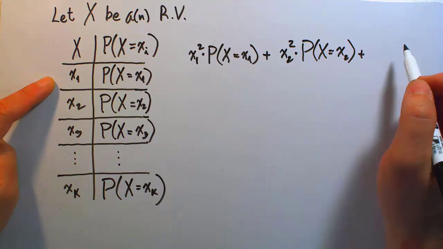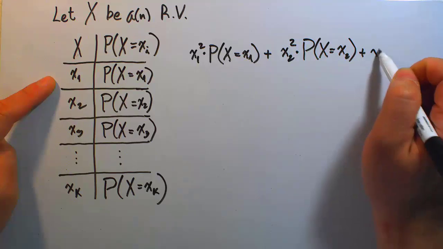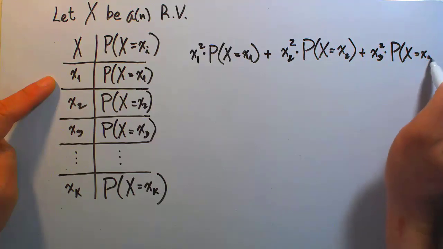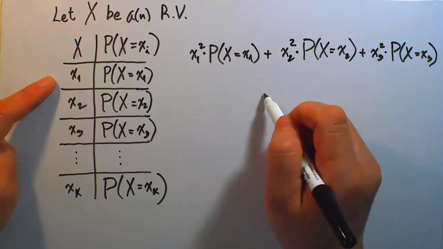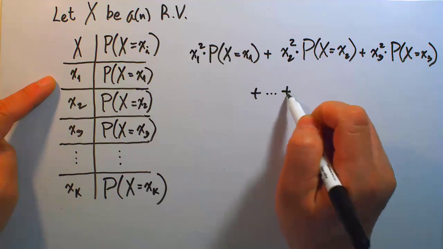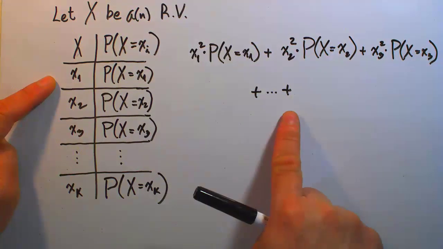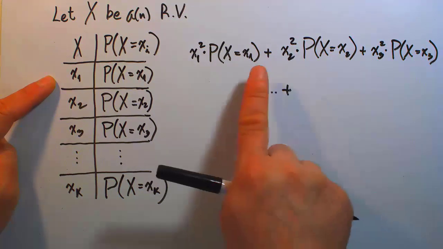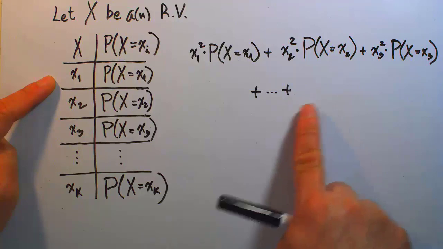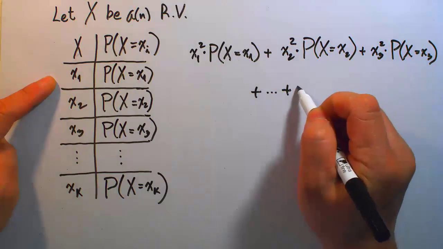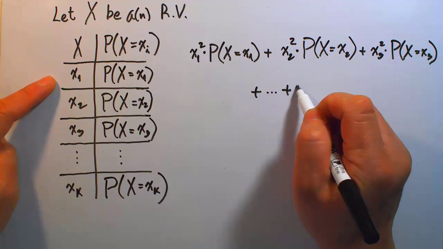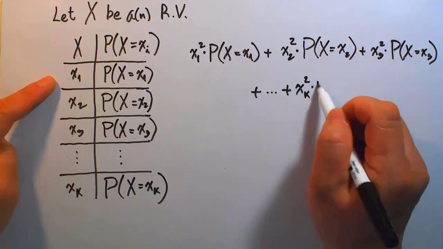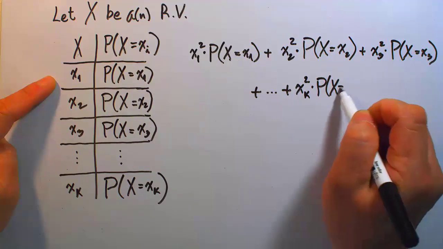We'll continue doing this: x3 squared, multiplied with the probability when capital X equals x3. My board space is short, so I can't write any further to the right, but when actually doing the work, we just continue further to the right until we hit the end of our probability distribution. So here it's xk, the kth value being squared, multiplied with the probability when the random variable X equals xk.